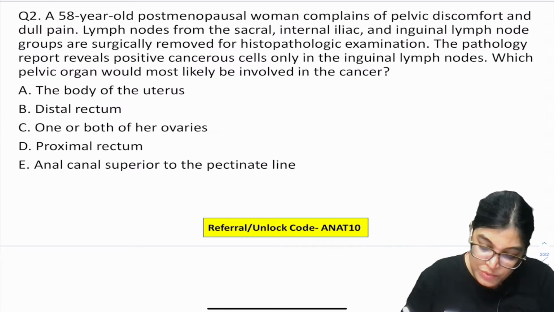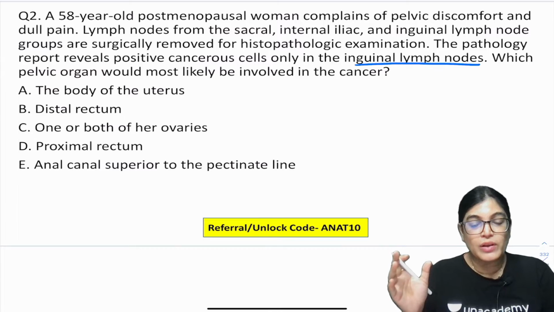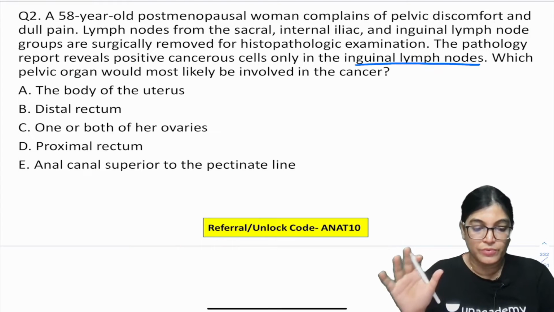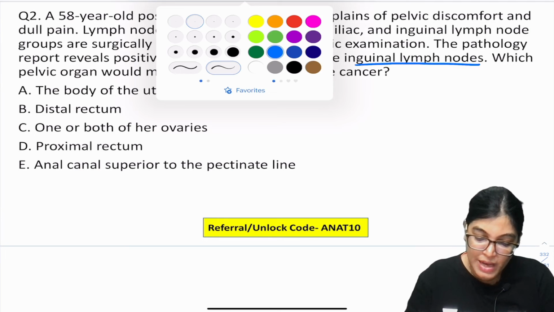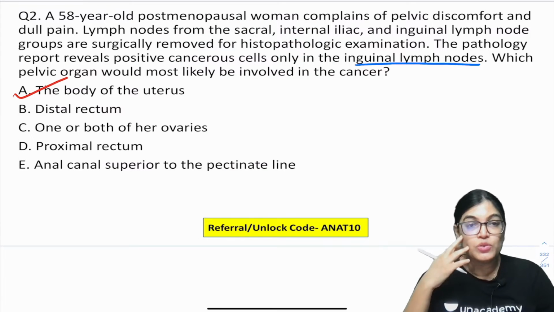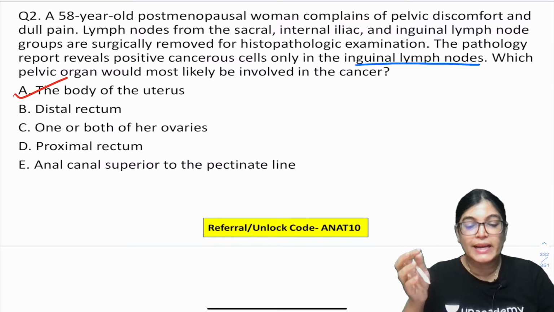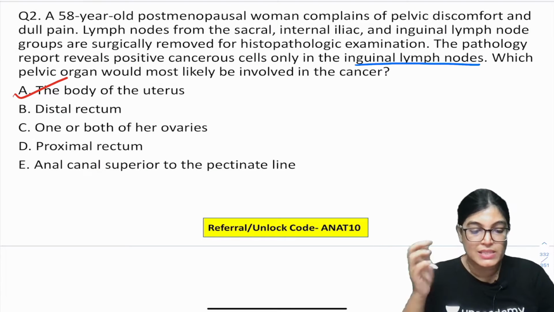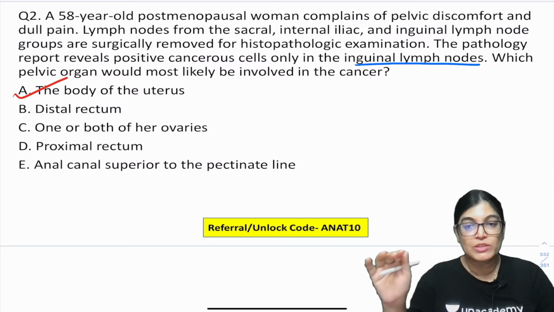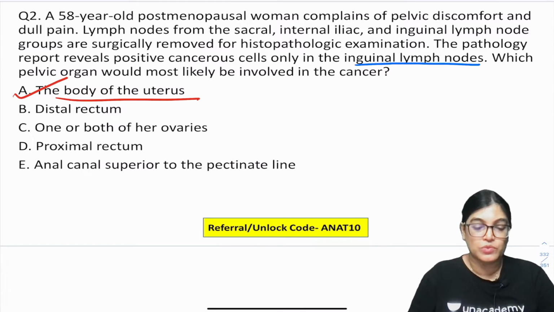So here we have to know the cancer cells are found in inguinal lymph node. So we have to know which of the following areas is draining along the inguinal lymph node. So let's start with the answer. The correct answer here is A, that is the body of the uterus. Actually, cancer present in inguinal lymph node can be indicative of the cancer of the uterus, exactly at the level of round ligament of uterus. So the most important and correct answer will be the body of uterus.